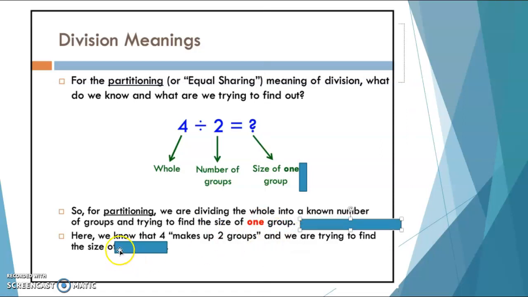See here how I have highlighted your dominant vocabulary, your focus words, in red. In this equation, we know that 4 makes up 2 groups, and we're trying to find the size of one group.